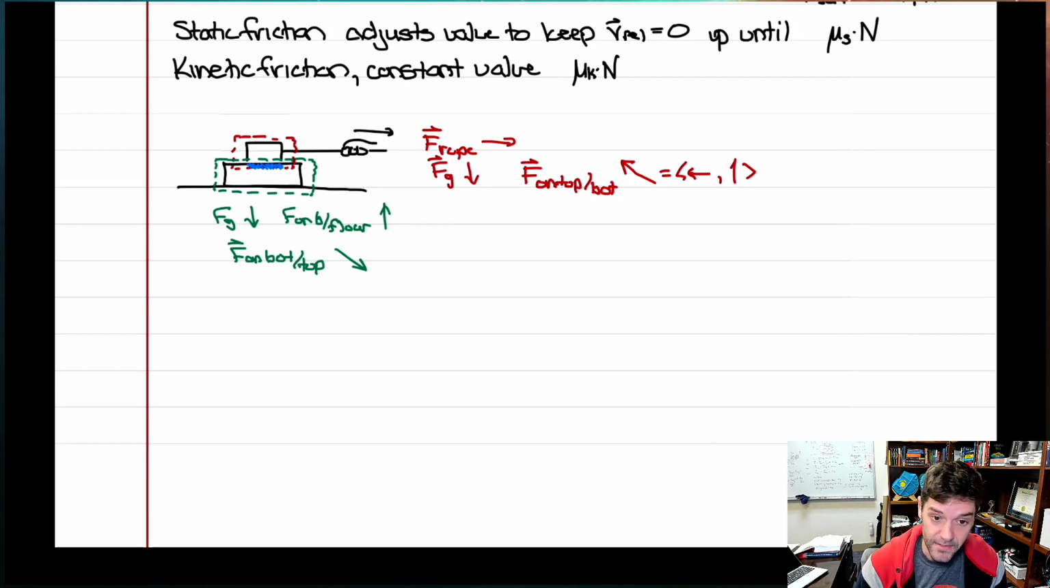So in this case, again, since that interaction included a friction component, friction is what is making the bottom box accelerate to the right in this case. It is the only thing, as you can see, that has a horizontal component. So if the bottom box moves horizontally, it, in this case, was because of the friction interaction between the two boxes.